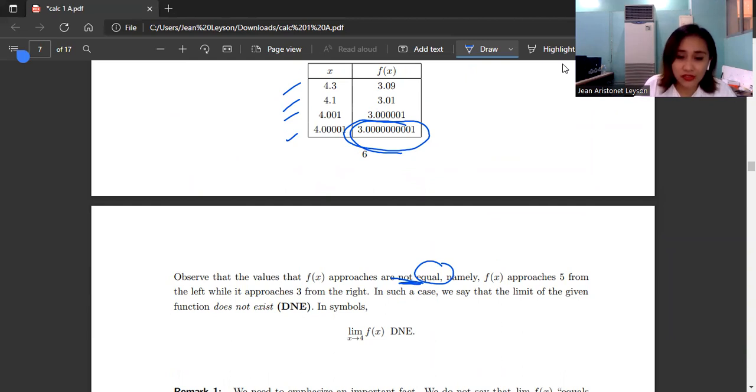In such case, we say that the limit of the given function does not exist, or in symbols, you can simply write uppercase letters D and E. So the limit of f of x as x approaches 4 does not exist.